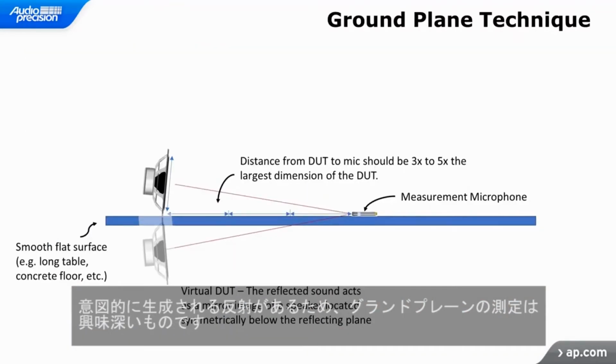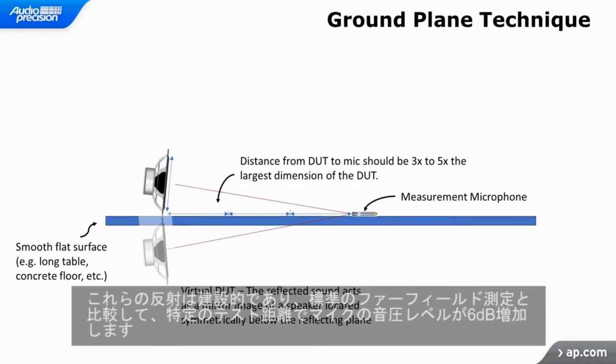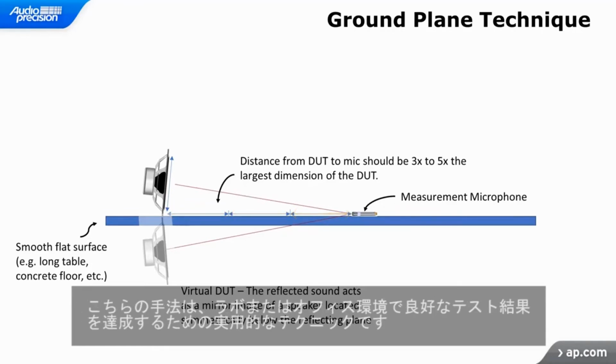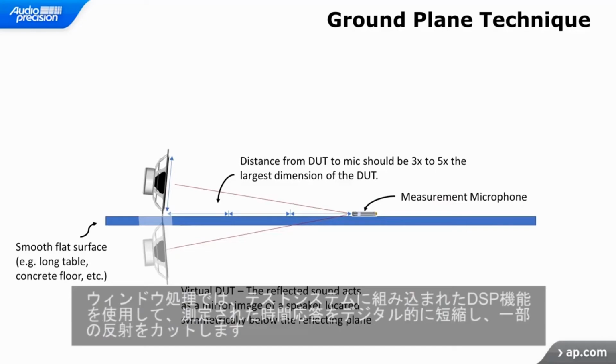Ground plane measurements are interesting, as intentional reflections are produced, but these reflections are constructive and result in a 6 dB increase in sound pressure level at the mic for a given test distance compared to a standard elevated far field measurement. The measurement mic is placed flat on the surface at a distance that is at least 3 times or more the longest dimension of the DUT. This technique is a practical way to achieve good test results in a lab or office environment.